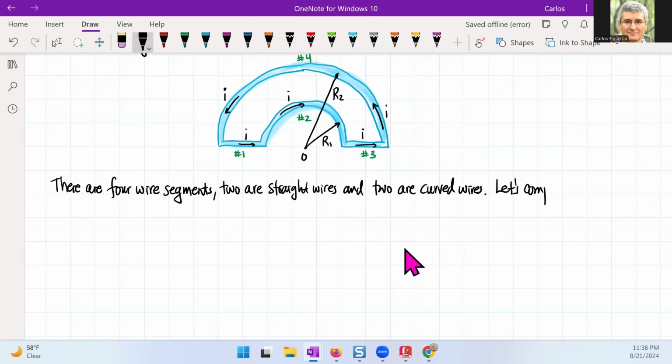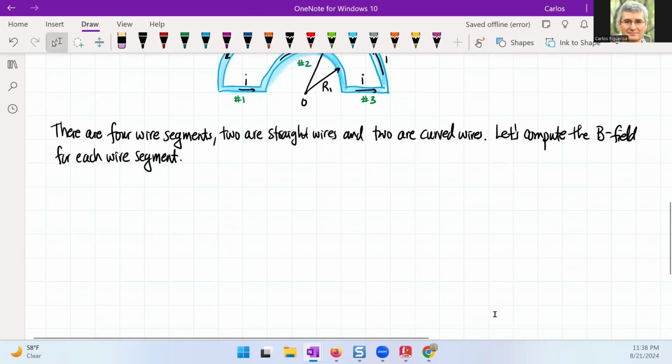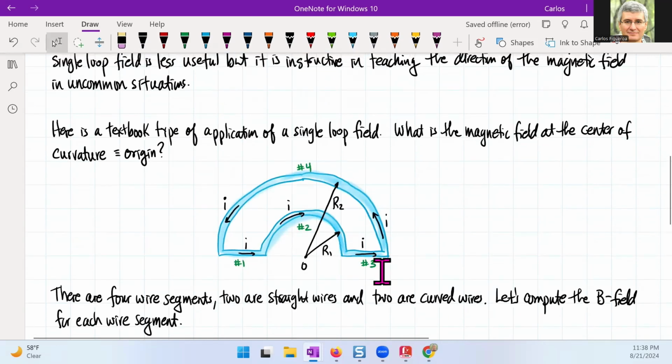Let's compute the magnetic field for each wire segment. So we should define a coordinate system. One of my favorites here is to call this X, Y, and then this will then be Z. So I have a segment of 1, 2, 3, and 4. So I'm going to call those points 1, 2, 3, and 4.